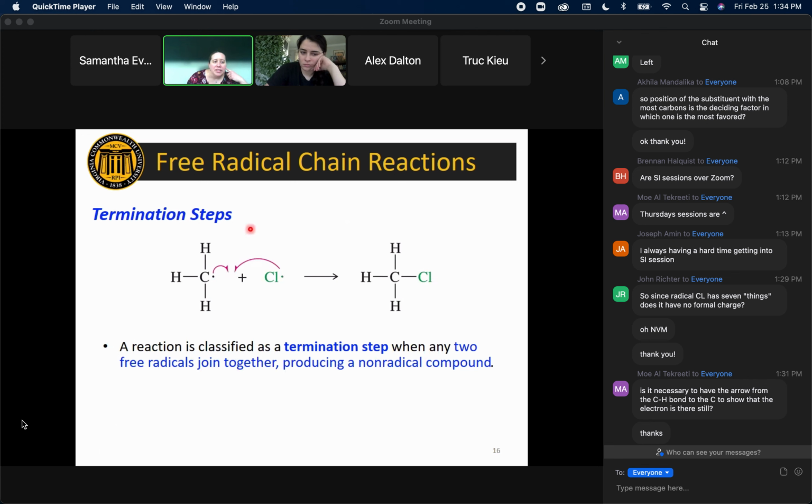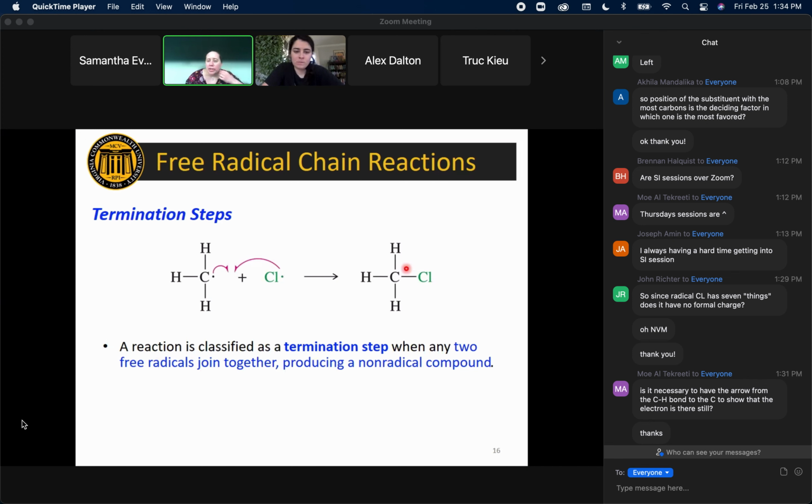The last phase of this reaction is called termination, right? In a termination step, this is any time we have two free radicals that join together to give us a compound that does not have any unpaired electrons anymore. So one version of this is if we have a methyl radical and a chlorine radical, these two can come together. And that actually gives us a molecule of our product also.